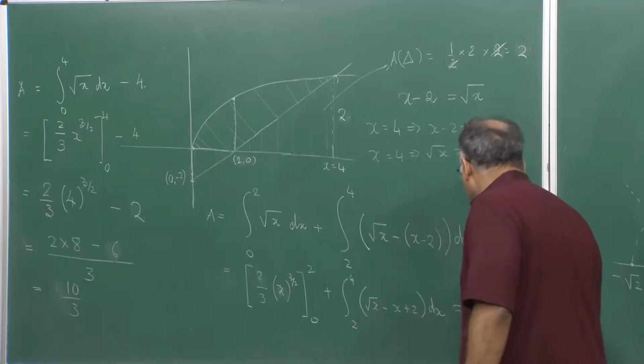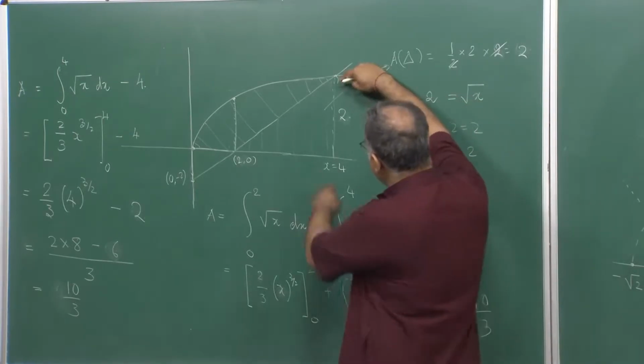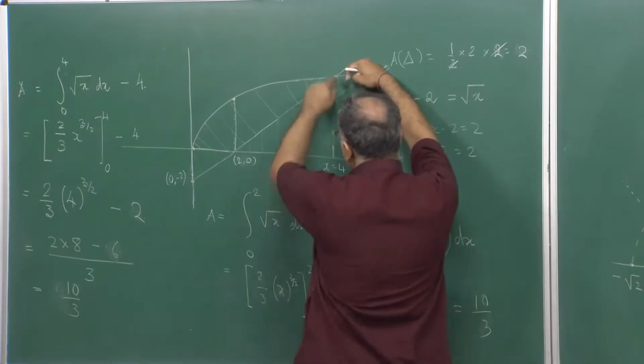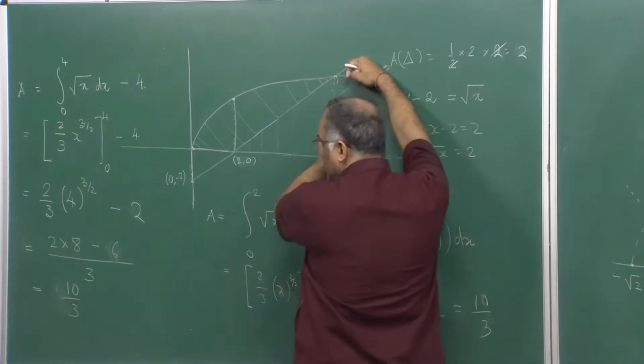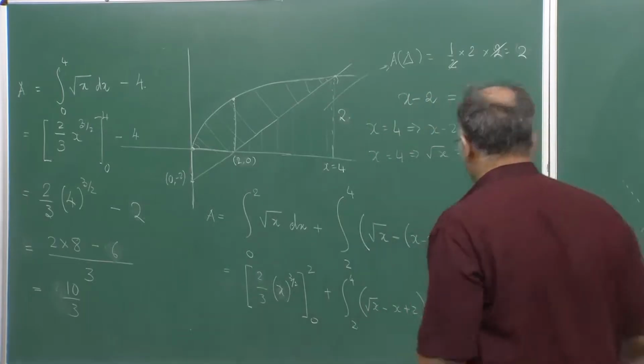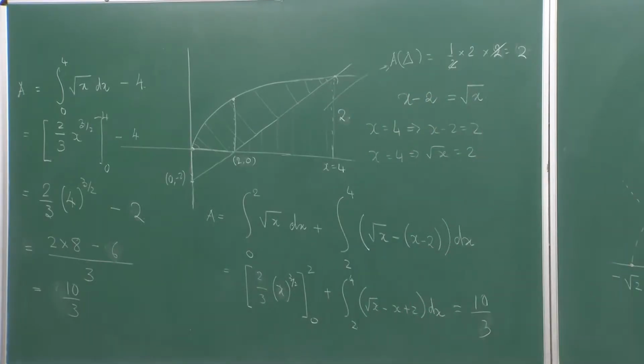Sorry, that was a mistake because this is 4, and this height is the same as the height of the function value at x equal to 4, which is 2, where the function is f(x) equal to root x. So, here is an example of two ways to do the same problem.